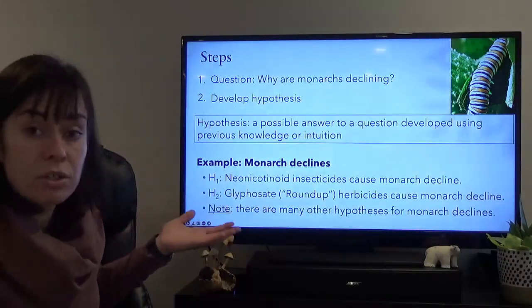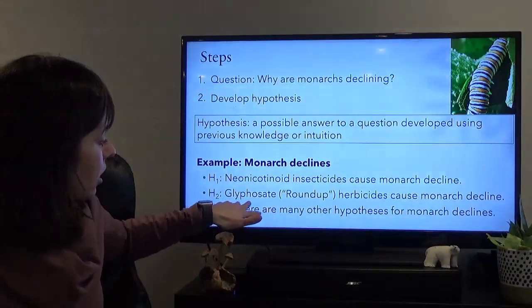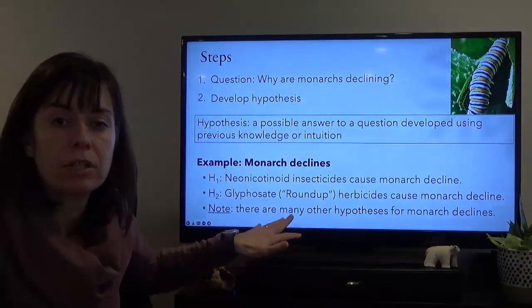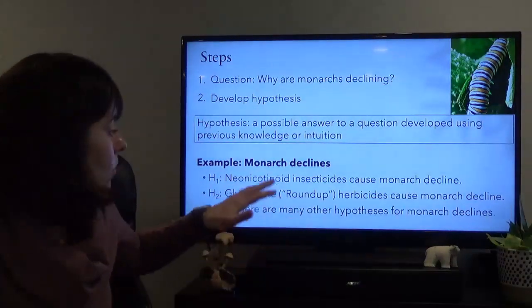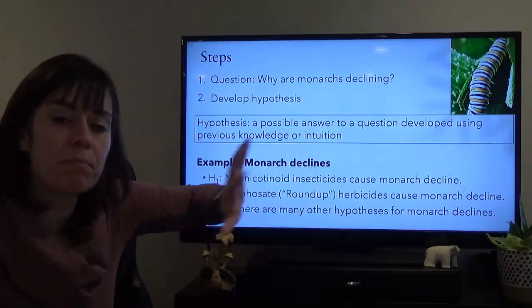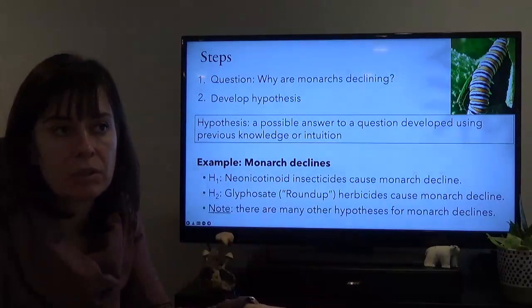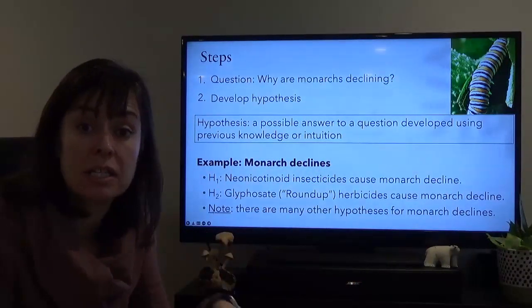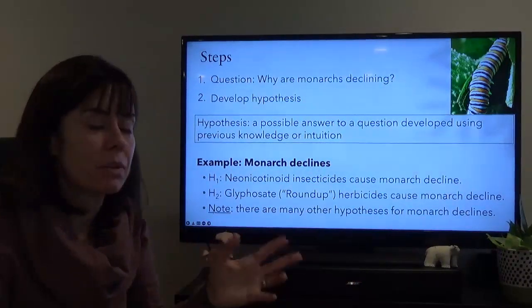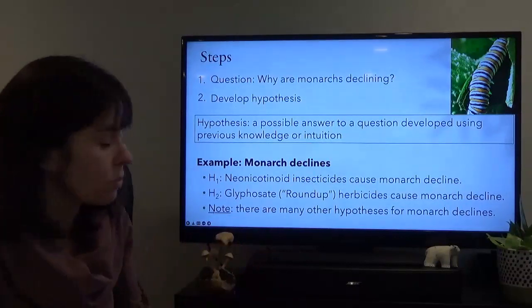A second alternate hypothesis is that glyphosate, you'd probably know this as Roundup, it's a herbicide that's widely used to kill weeds, particularly in agricultural settings, but people use it on their lawns as well, to get rid of dandelions and other weeds that they don't particularly want.